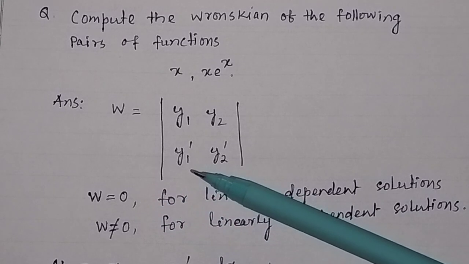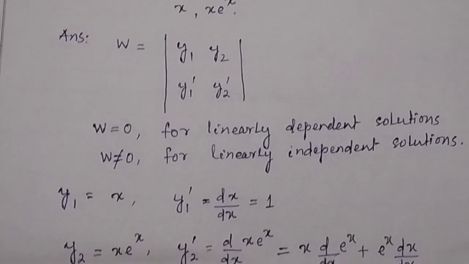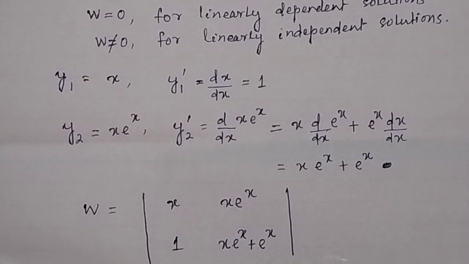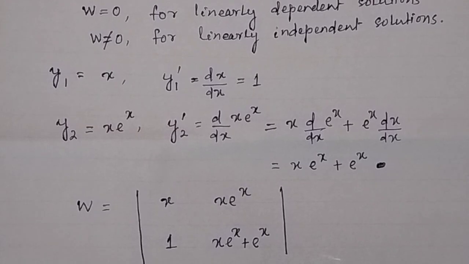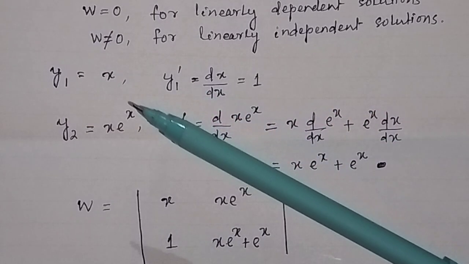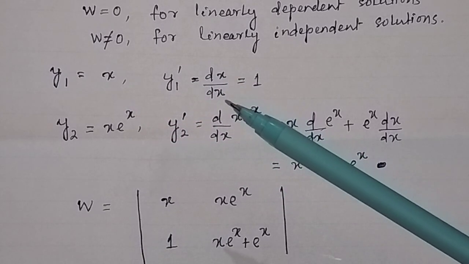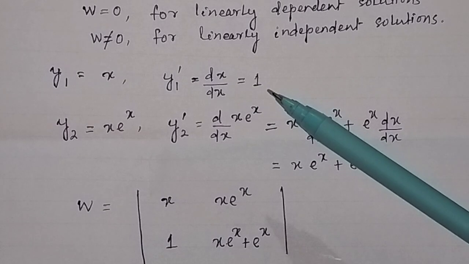So now let us check what the Wronskian will be for these two functions or two solutions. It is given that y1 is equal to x. So y1 dash, the first derivative of the function x, will be equal to the derivative of x with respect to x, that will be equal to 1.